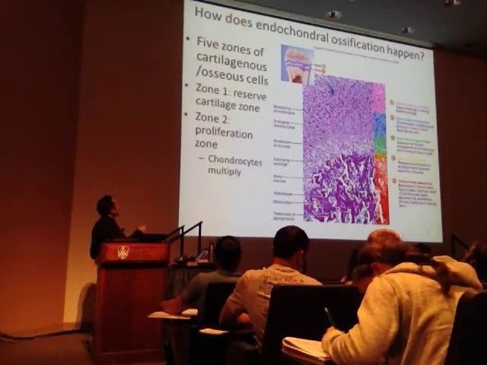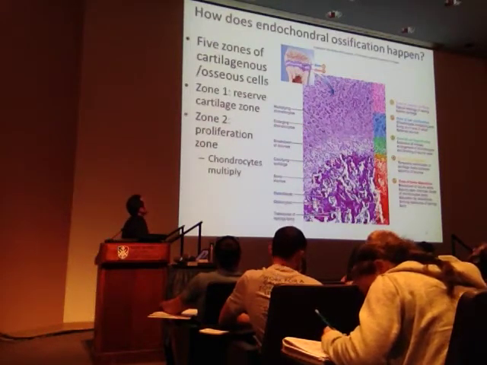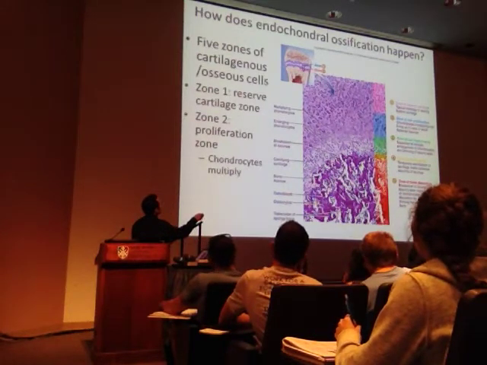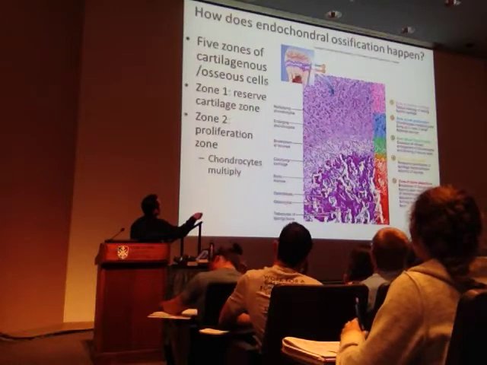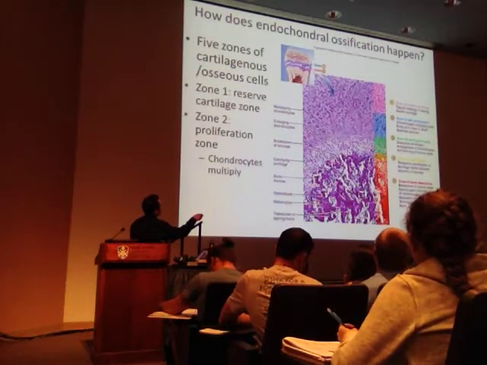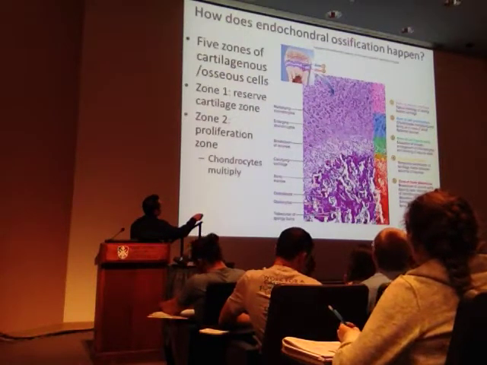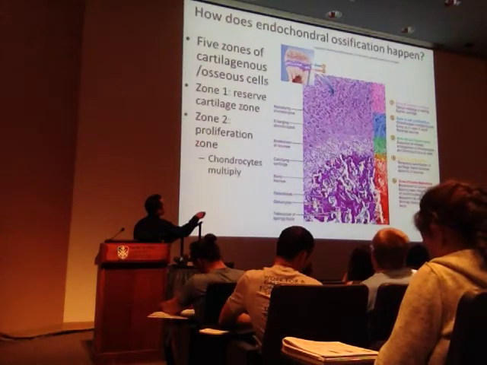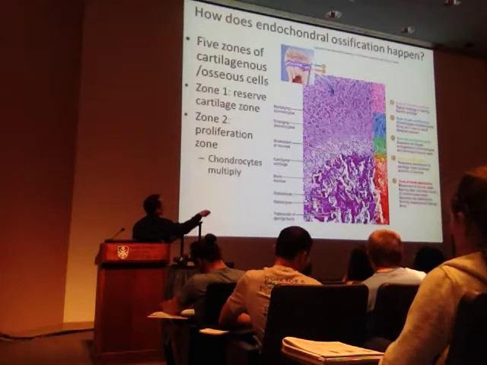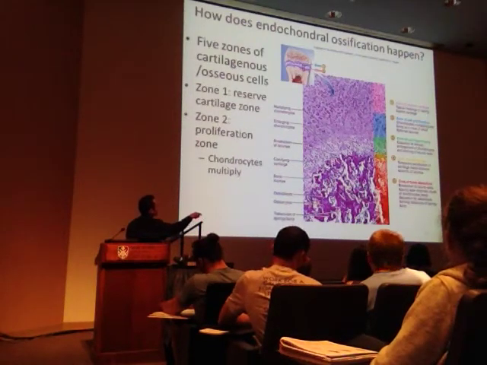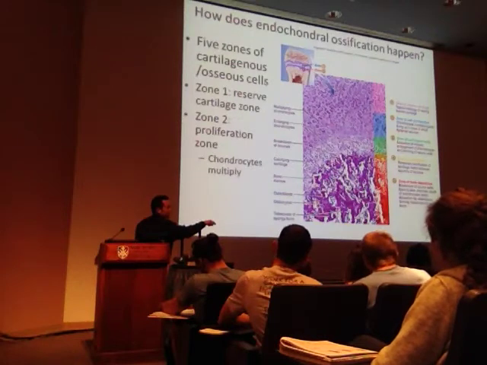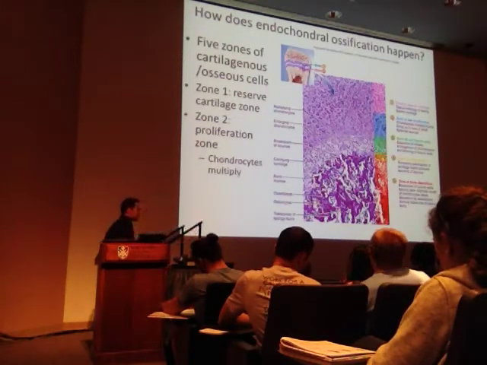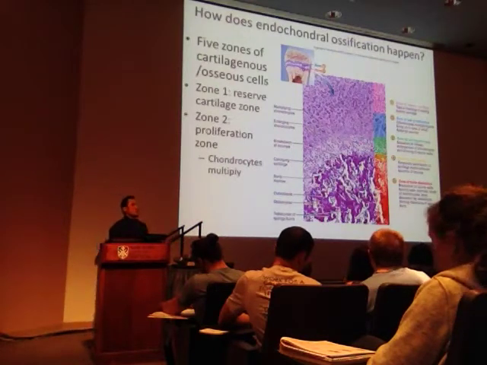So we have 5 zones of cartilaginous cells. We have the zones listed here. Here is a box right here showing zone 5 on the diaphysis side and zone 1 on the epiphyseal side. If I zoom into that rectangle, you can see zone 1, zone 2, zone 3, zone 4, zone 5. So zone 1 is called the zone of reserve cartilage. This is resting hyaline cartilage.